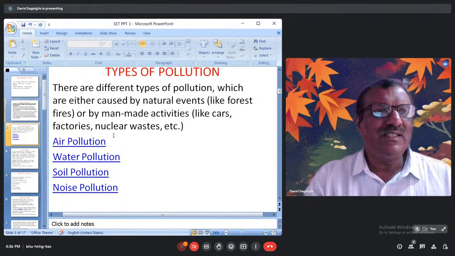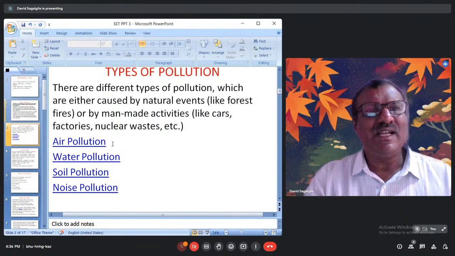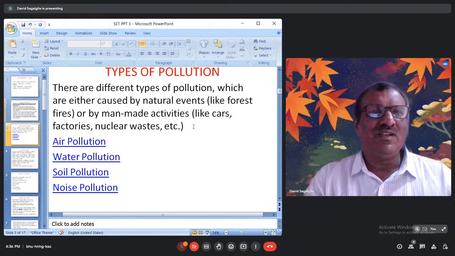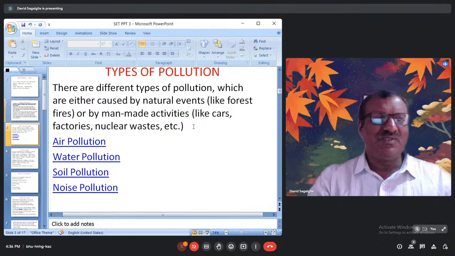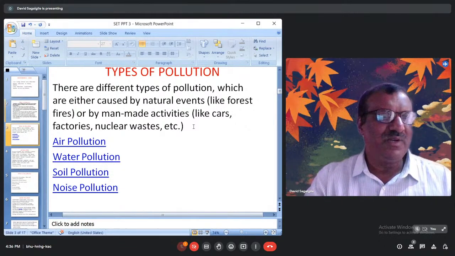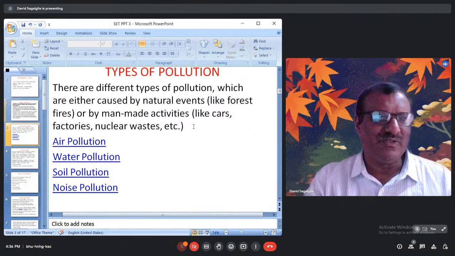Then what are the different types of pollution that we are going to see? There are different kinds of pollution which are either caused by natural events like forest fire, or by man-made activities like cars, factories, nuclear waste, etc. Now, there are different kinds of pollution, like air pollution, water pollution, soil pollution, as well as noise pollution.